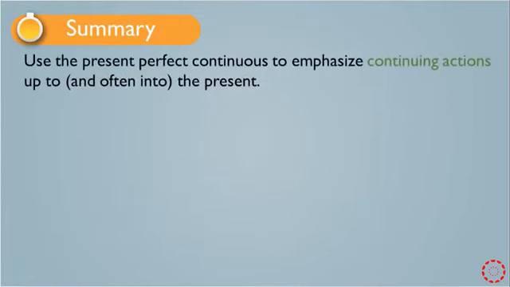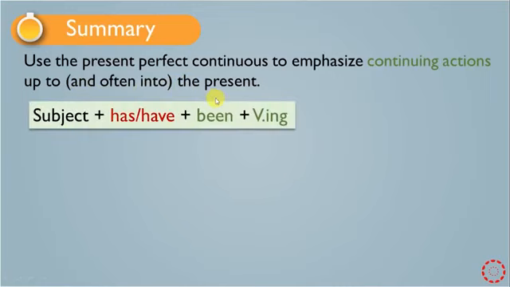The summary. We use the present perfect continuous to emphasize continuing actions up to and often into the present. This is the general rule of present perfect continuous. We have the subject, and then we have has or have, and then we have been plus verb-ing.